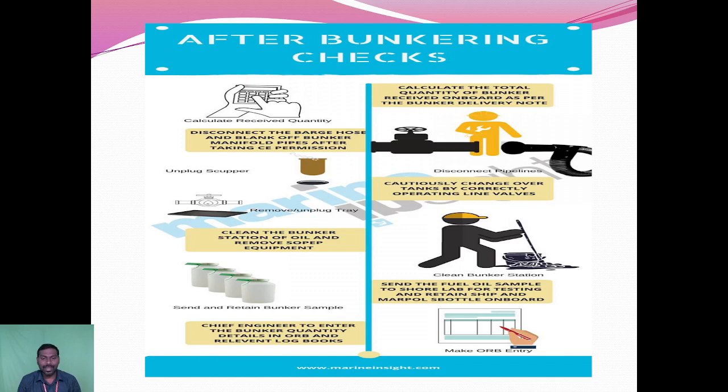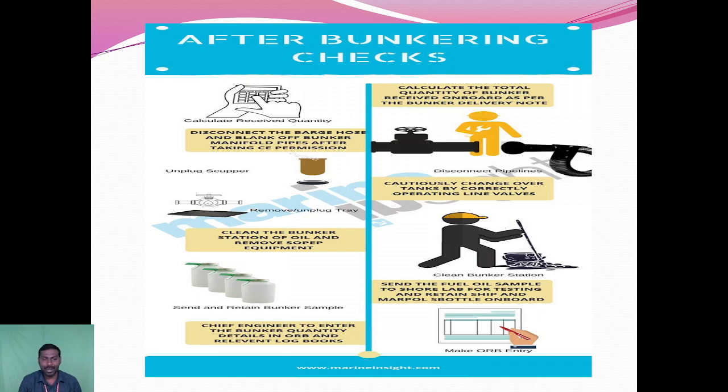In bunkering, the main thing is that we have to take sounding. Sounding is the amount of oil present inside the tank. That is the measurement we take, and it is called sounding. The procedure for taking sounding: on the ship we have a sounding tape used to take the sounding. For example, there are number 1 port, number 2 port, number 3 port tanks. Say we are going to take sounding for the number 1 port tank. First, we have to open the lid of the sounding pipe. The sounding pipe is present from the tank top to the bottom of the tank.